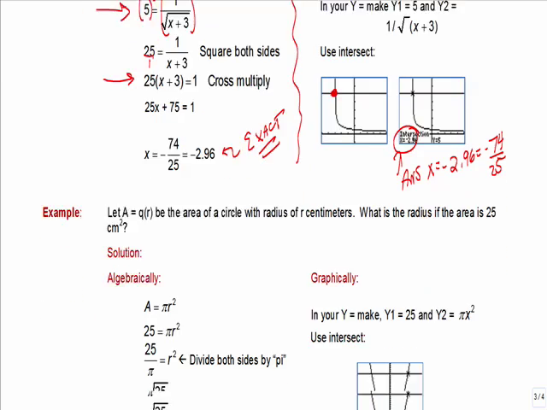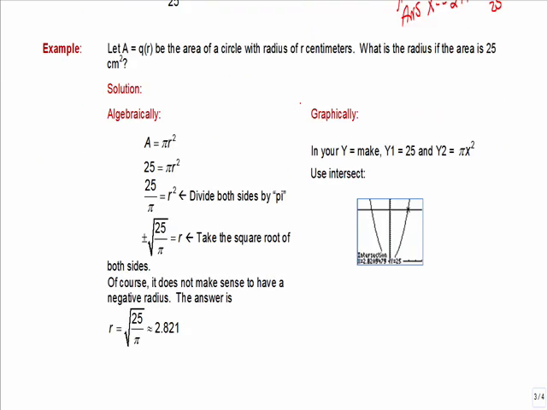Let's take a look at one other example. Suppose A equals Q of r is the area of a circle with radius r centimeters. What is the radius if the area is 25 square centimeters? So algebraically, I need to remember the area of a circle, and the area of a circle is A equals pi r squared. We've seen that a couple of times so far this semester. Now we know the area is 25 square centimeters, so I can put 25 in for A, and now I need to solve for r. And again, we've done this algebra before.